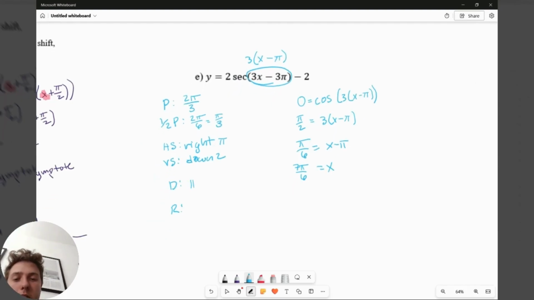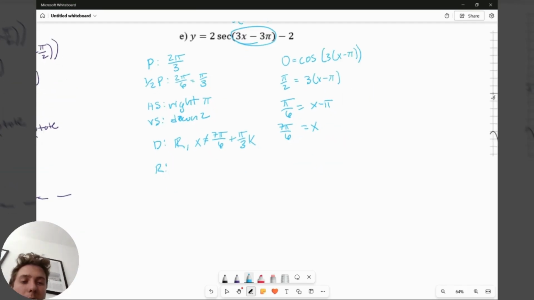So our domain is all real numbers, but we need to exclude the asymptotes. So we exclude 7 pi 6, and these asymptotes occur every half period. So I add it with pi thirds k. Again, k is some integer. The range, the very last step, find the maximum, find the minimum. Our midline is -2. We go up 2, we go down 2. So the maximum is 0, the minimum is -4, and now we know the range.